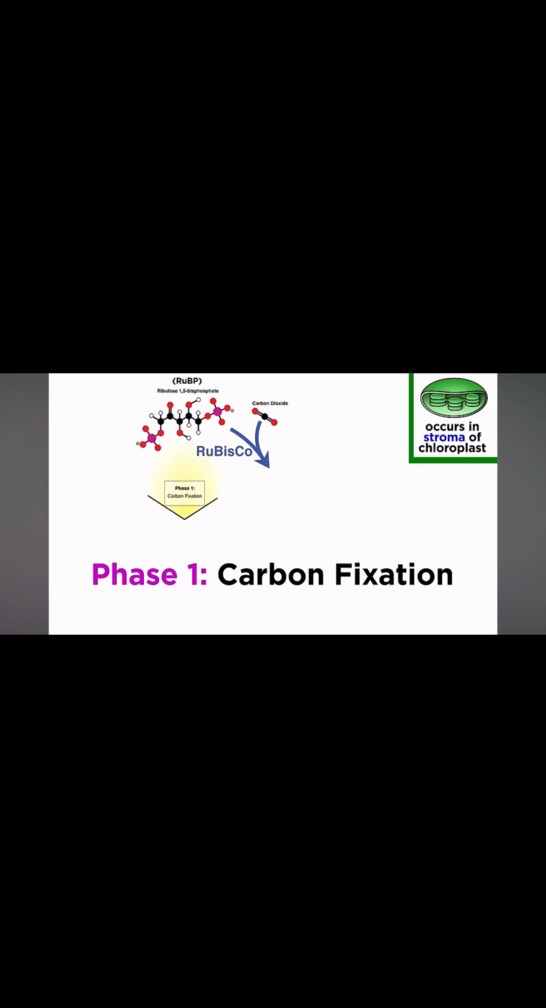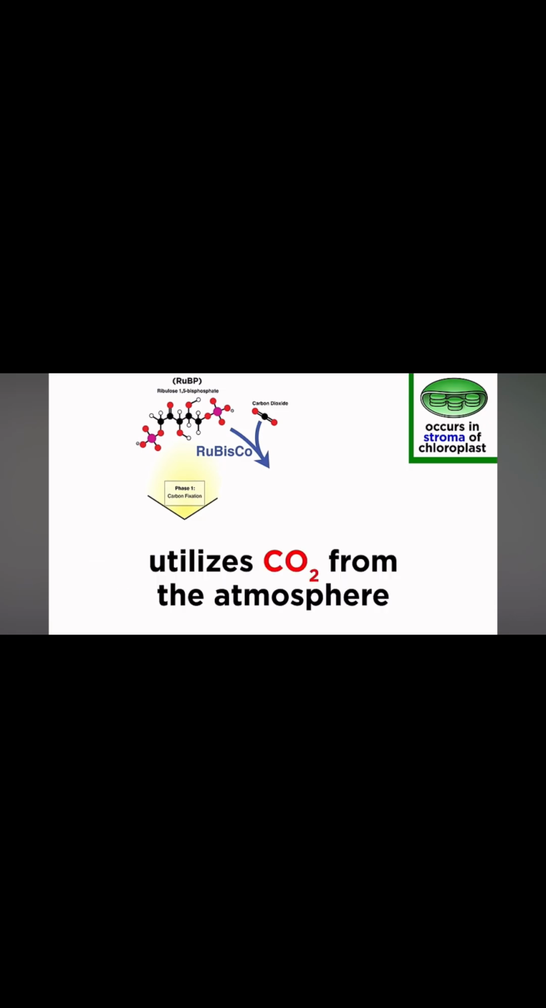Phase 1 is carbon fixation, which is catalyzed by an enzyme called rubisco. Rubisco captures CO2 from the atmosphere and attaches it to a 5-carbon sugar called ribulose bisphosphate. The resulting 6-carbon molecule is unstable and splits into 2 molecules of 3-phosphoglycerate.